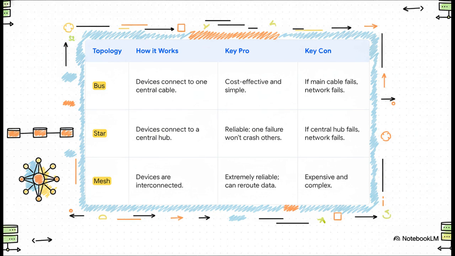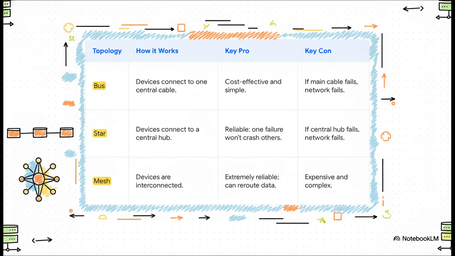You've got the bus topology. Super simple, cheap, everything's on one main line. But, and it's a big but, if that main cable fails, the whole network is toast. Then there's the star topology. This is probably what you have at home, with everything connected to a central hub, your Wi-Fi router. It's great because if one device's connection fails, everyone else is fine. But if that central router goes down, yep, the entire network is offline.